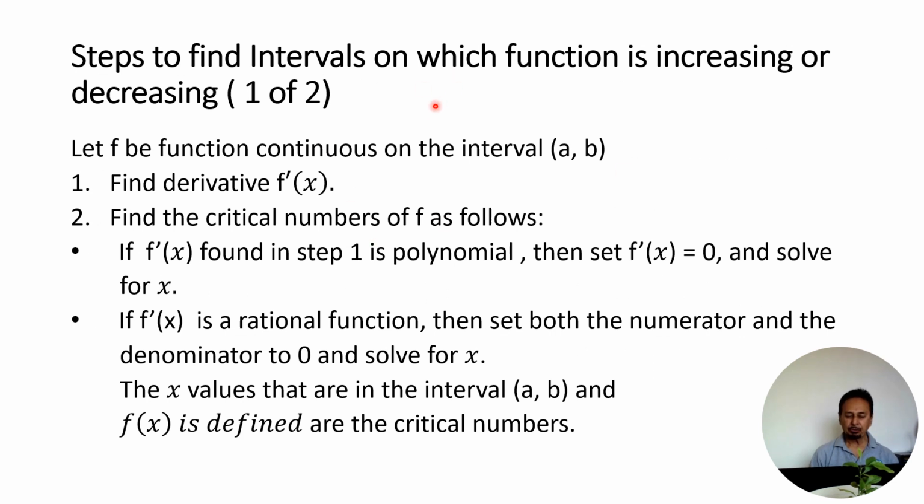So here are the steps to find the intervals on which a function is increasing or decreasing. Let's say f is a function which is continuous on the interval (a, b). Step 1 is to find the derivative f prime of x. Step 2, find the critical numbers of f as follows. If f prime of x found in step 1 is a polynomial, then set f prime of x equal to 0 and solve for x. If f prime of x is a rational function, then set both the numerator and the denominator of f prime of x to 0 and solve for x.